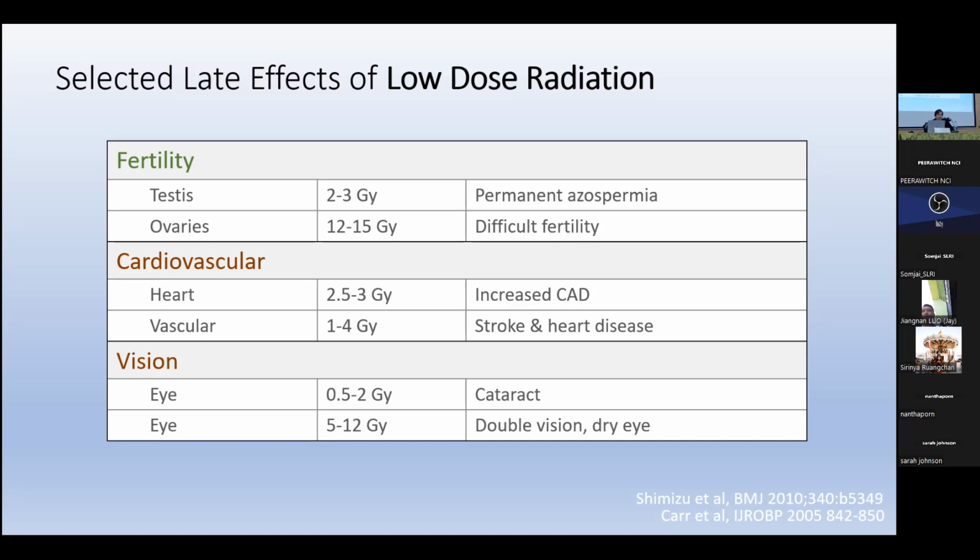So cardiovascular, there have been many publications showing that you can have an increase in cardiac adverse events even if you give maybe an average of 3 gray to your heart. And the vasculature, maybe leading to stroke or heart disease, maybe up to 4 gray could be sensitive. That gives an increase. Of course, the eyes are very sensitive. So these are some of the sensitive things that we have to be careful of when we're giving this radiation.